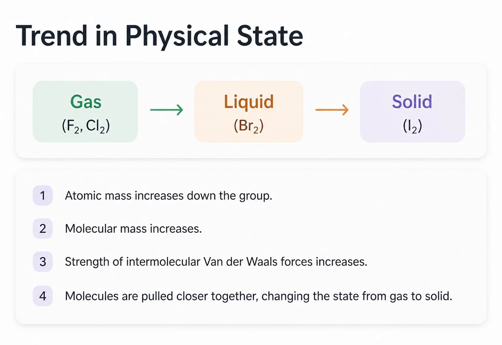Why exactly do we see this shift from gas to liquid to solid as we move down the group? As the atomic mass of the elements increases, the overall molecular mass increases as well. This leads to stronger intermolecular van der Waals forces of attraction. These stronger forces pull the molecules closer together, fundamentally changing their physical state.